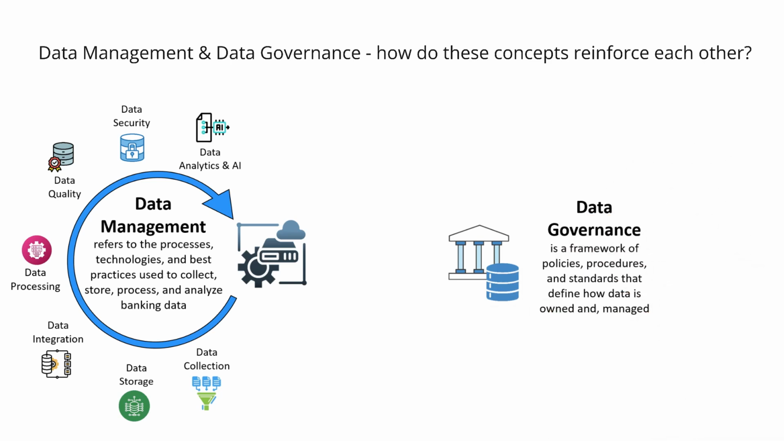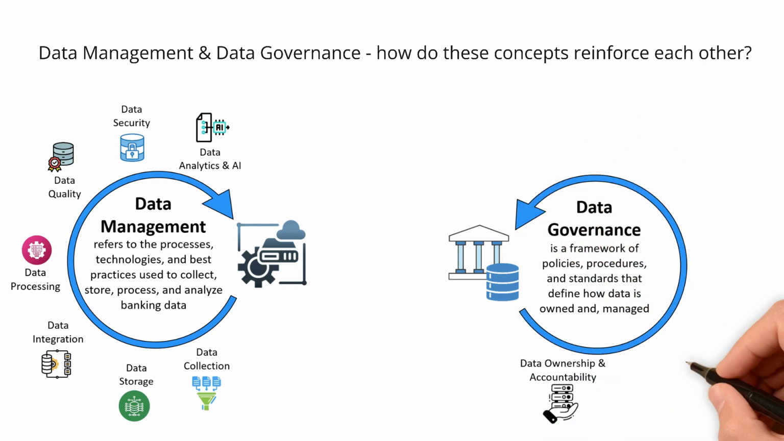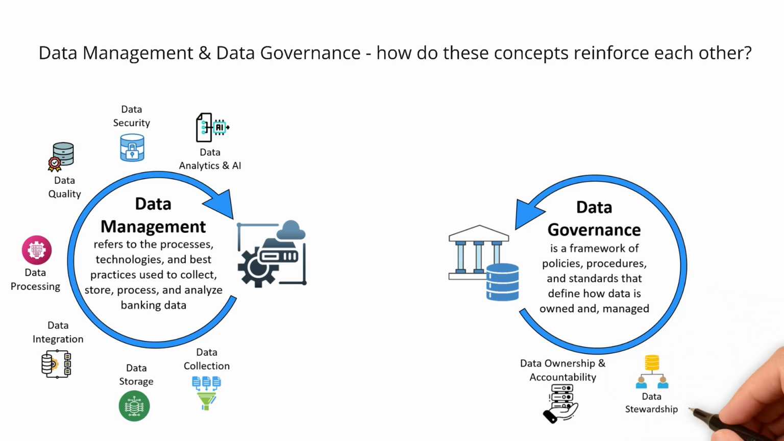Data governance is a framework of policies, procedures, and standards that define how data is owned, managed, and protected across an organization. It ensures that banking data is compliant, accurate, and trustworthy. What are the key principles of data governance in banking? Data ownership and accountability: it clearly defines who is responsible for data, ensuring compliance and integrity. Later in the course, you will hear about approaches to tackle that. Data stewardship: assign data stewards to monitor and enforce data governance policies.